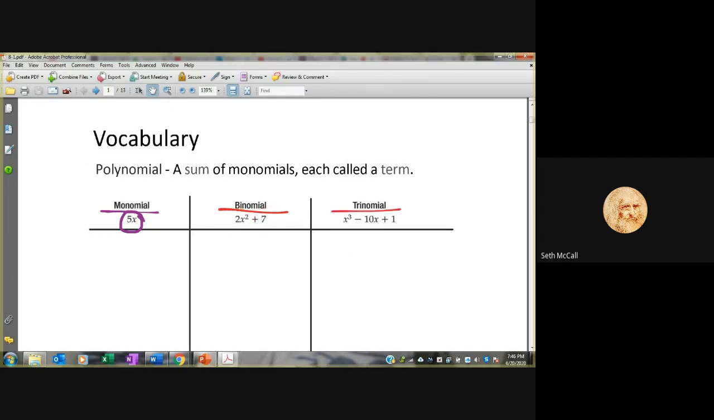The third one that we have right here is called a trinomial. And a trinomial, tri is like tricycle. There are three terms here. The first term is x cubed. The next one is the minus 10x. And then the last term would be the plus 1. So that's called a trinomial. All right, so not too bad so far.